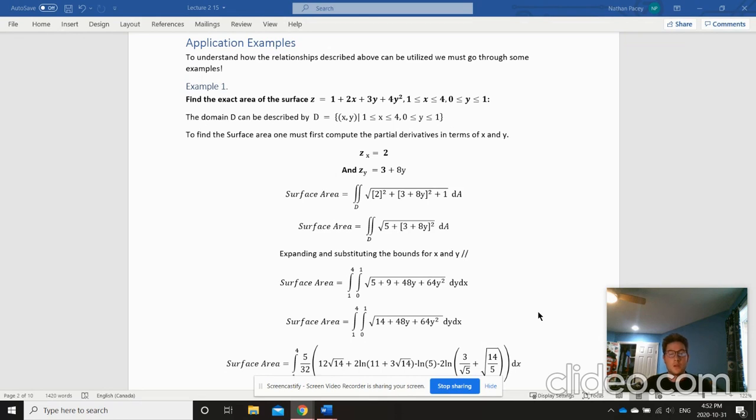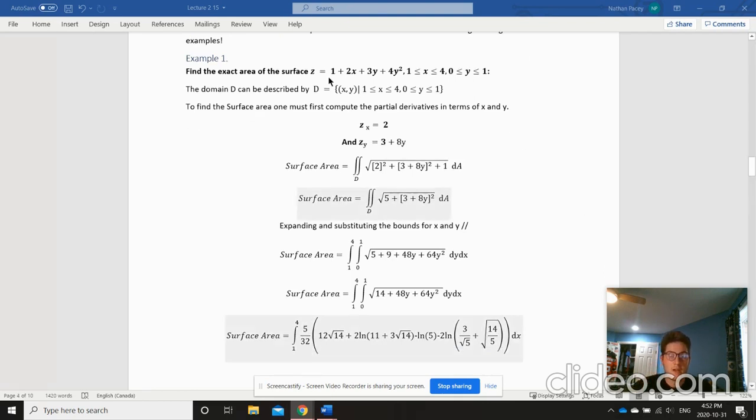Say we had the surface z equals 1 plus 2x plus 3y plus 4y squared in the domain where x is greater than or equal to 1 and less than or equal to 4. As well, y goes from 0 to 1. So we have an expression for the domain here for reference.